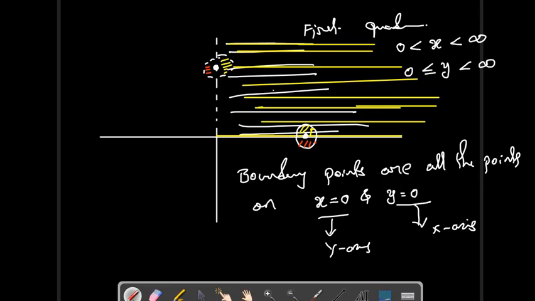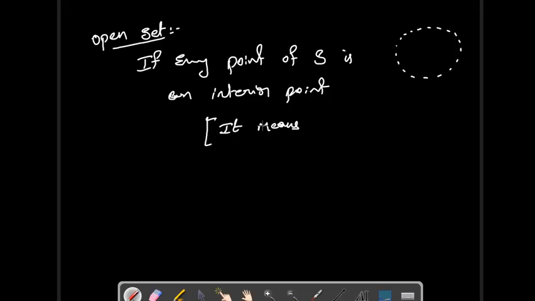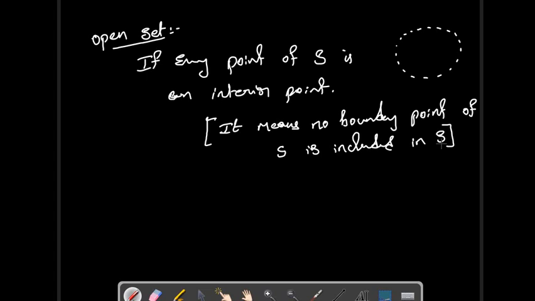But if you look at the set, where is the set? Here it is given, right? In this set, you can observe that y equal to 0 is included, but x equal to 0 is not included. It means some of the boundary points are included and some are not. Okay, so now let's define what an open set is. We say that a set is open if every point of that set is an interior point. So if every point of S is an interior point, then that set is an open set. It means no boundary point of S is included in S.